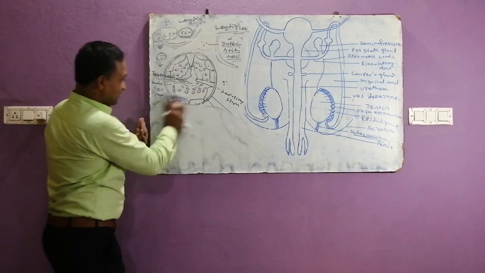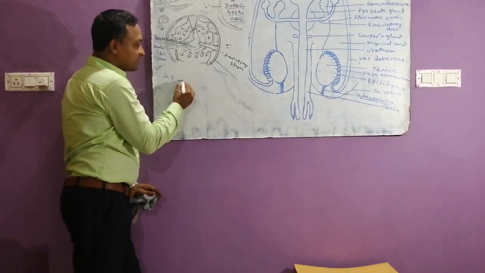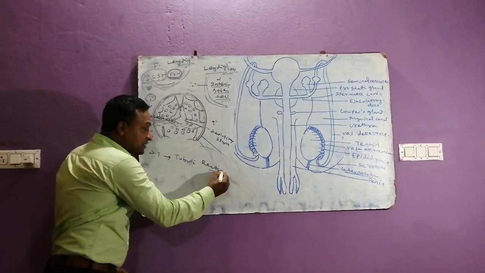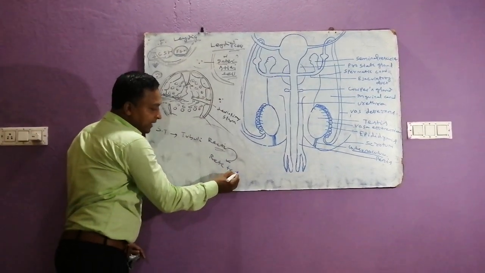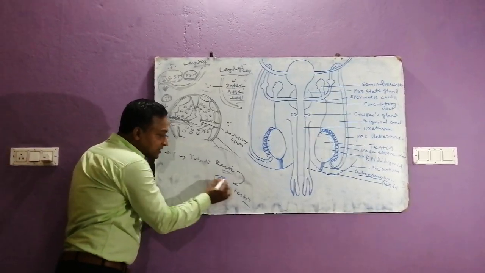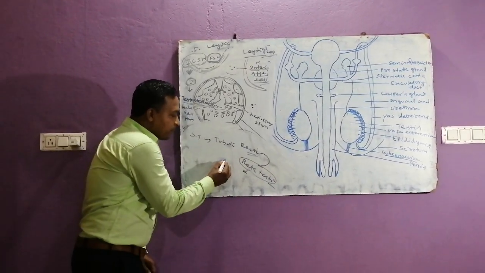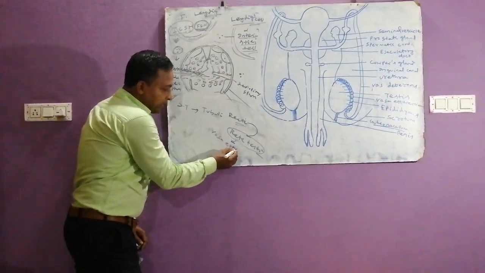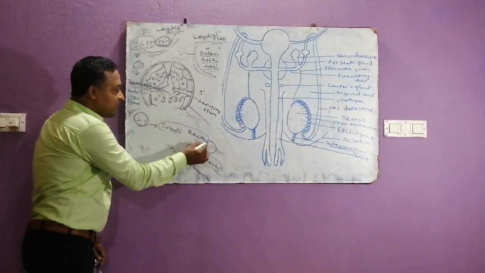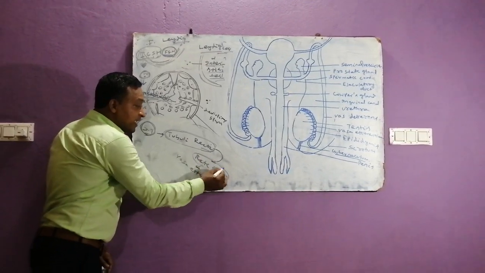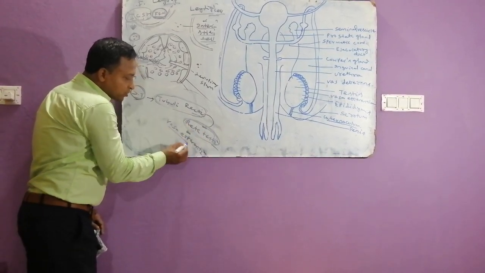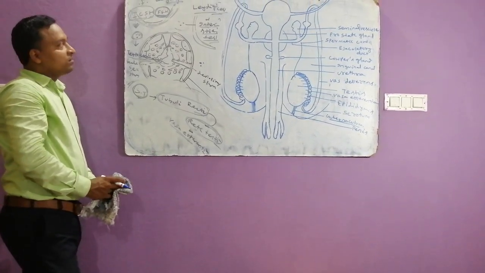Next, the seminiferous tubules in the testes combine to form the tubuli recti. The tubuli recti combine to form the rete testis. The rete testis goes outside of the testis and joins to form the vasa efferentia. So this is the basic fundamental about the testes.